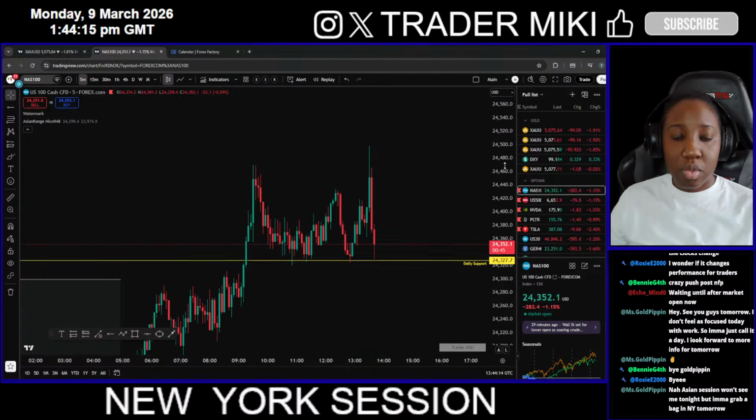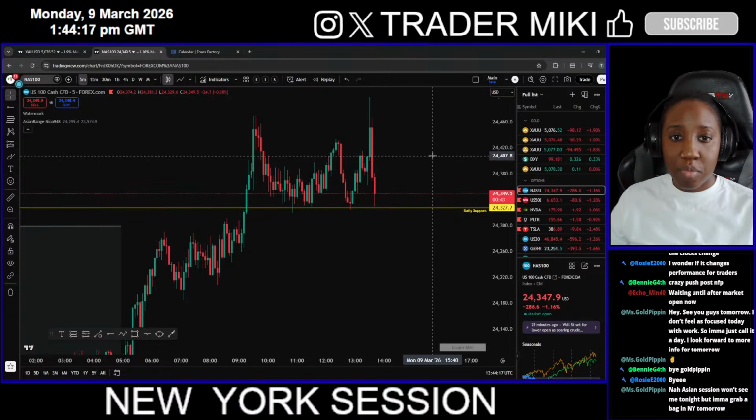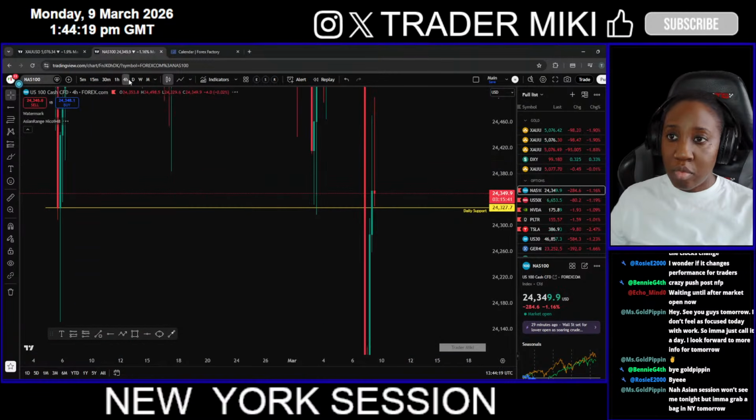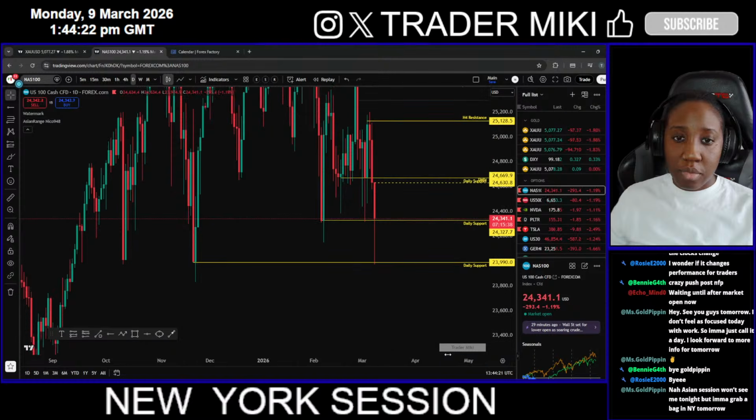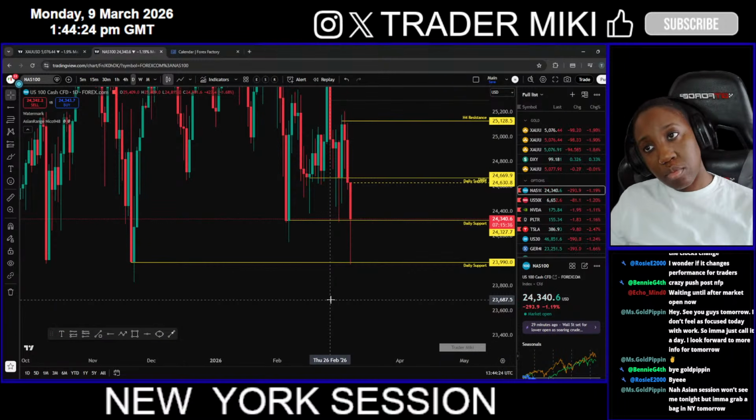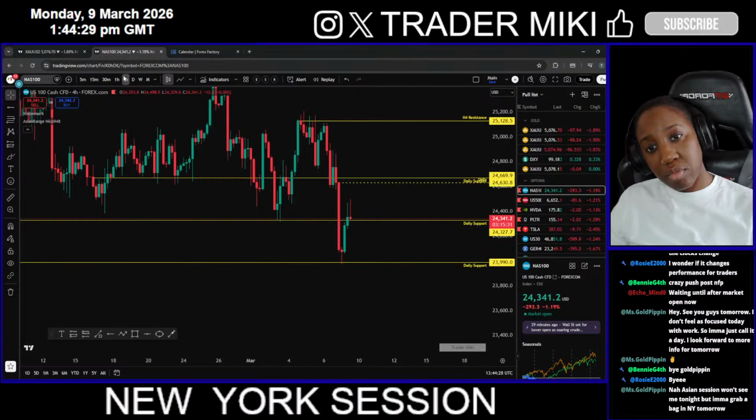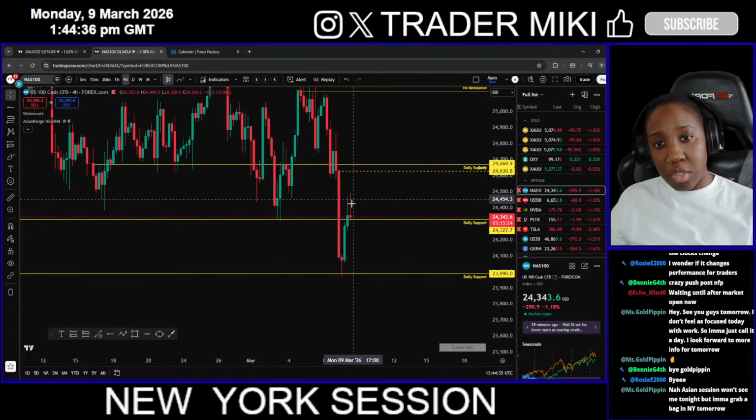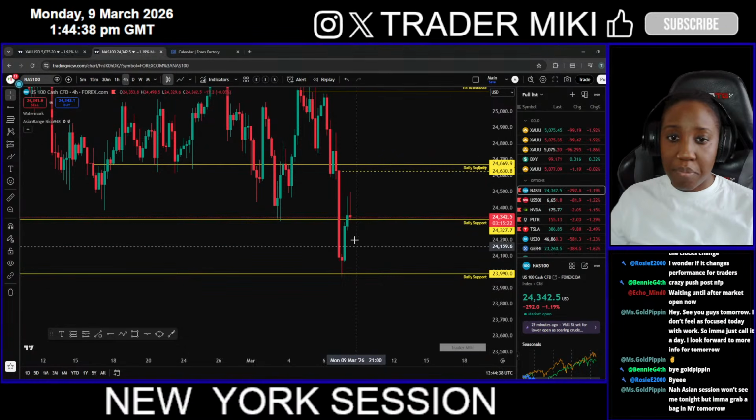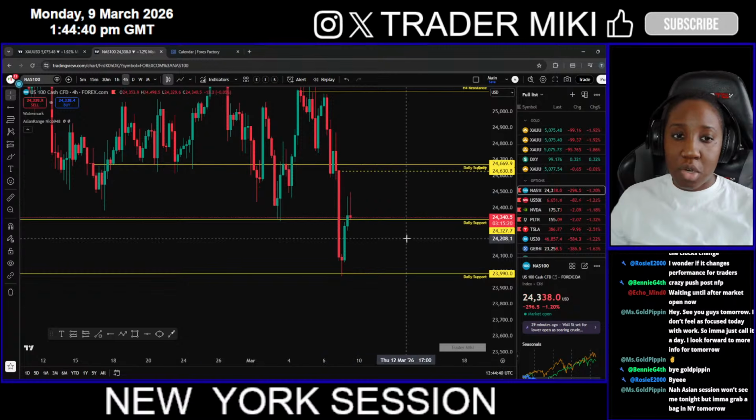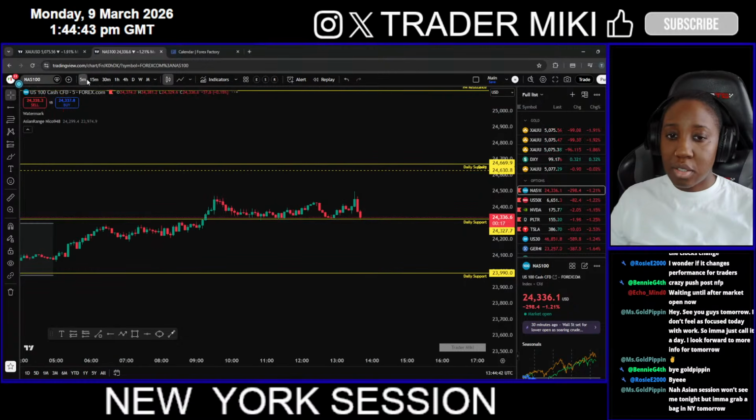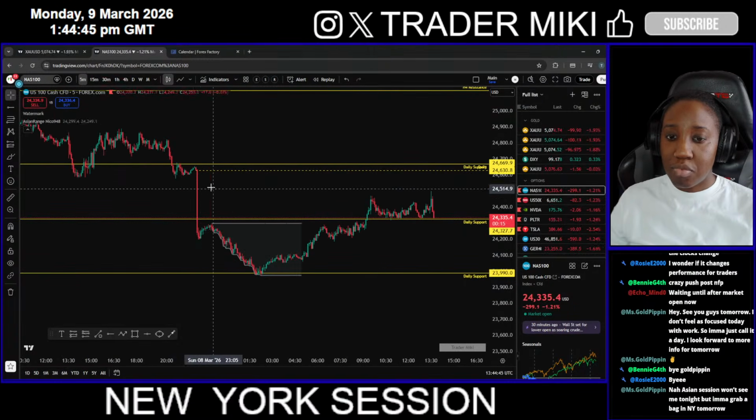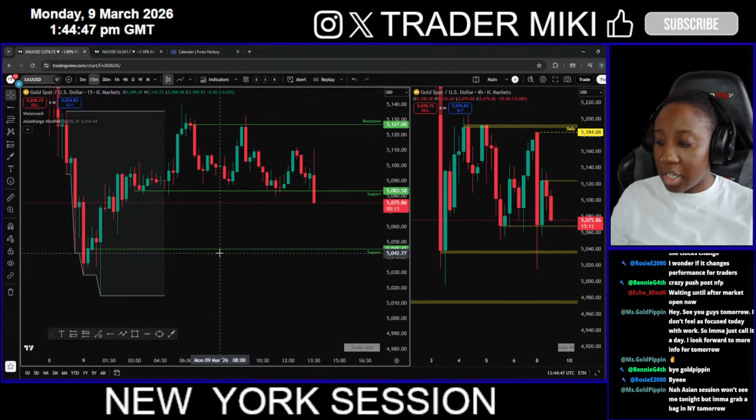Oof. That's right back down. Now, 4 hour looks like we might be continuing bearish structure, although we've broken this 4 hour high. I might... Yeah, Nas is... I'm going to leave Nas for today. Let it settle in.